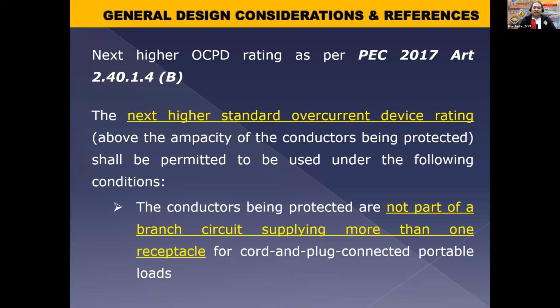The conductors being protected are not part of a branch circuit supplying more than one receptacle. Meaning, this is not allowed for general receptacle outlets, the cord and plug connected portable loads, because if there is more than one in a circuit, it is no longer included. This is usually used for dedicated loads, only one load or one outlet in a circuit, like a refrigerator, even motor loads. For other multi-outlet circuits, you cannot use the next higher standard rating, okay?